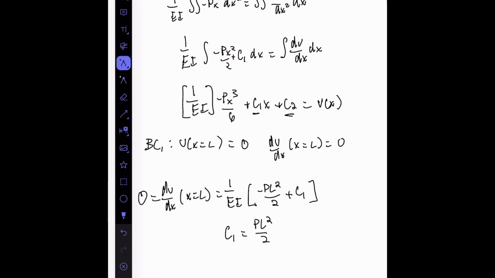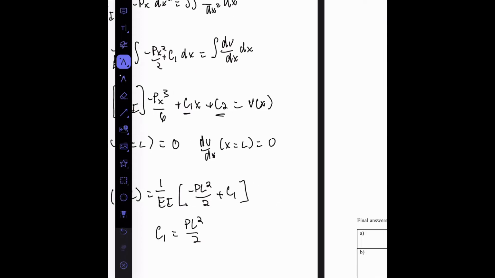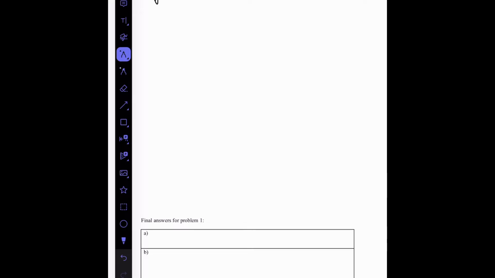Okay, and now we can plug that back in to our very first equation in order to find what C2 is going to be. So we're going to have, at x equals L, v equals 0, equals 1 over EI times negative PL cubed over 6 plus PL squared over 2 times L plus C2. Because remember that this term here is equal to C1x.